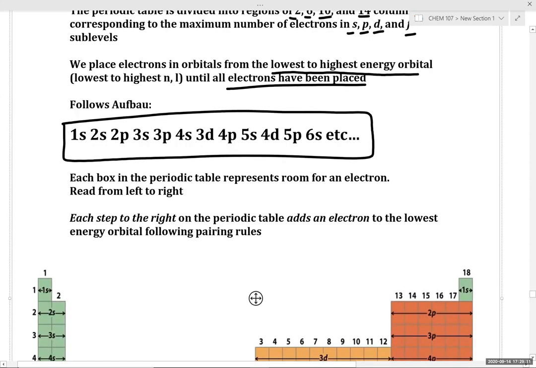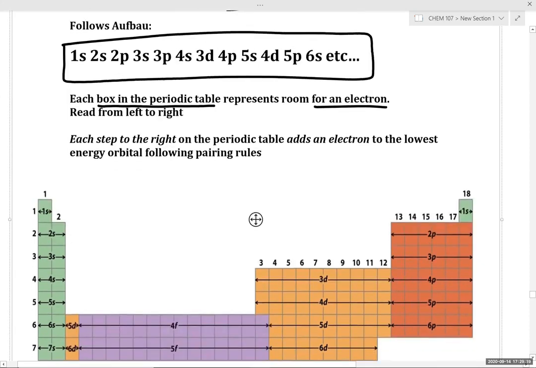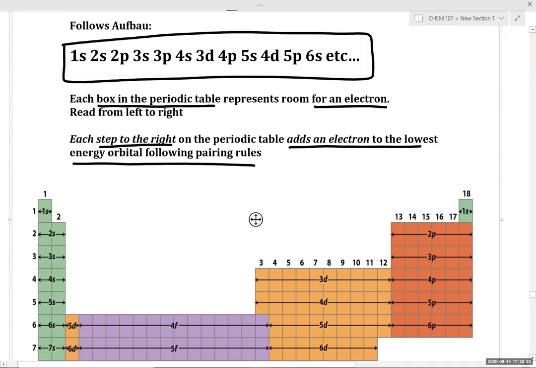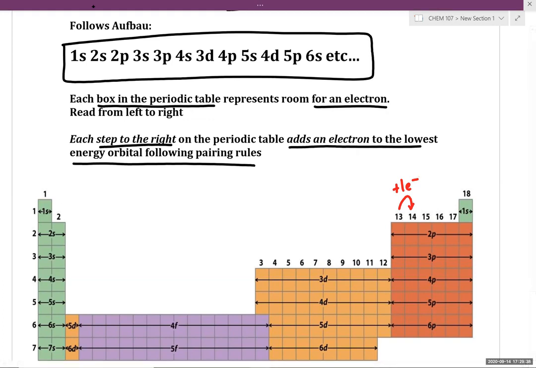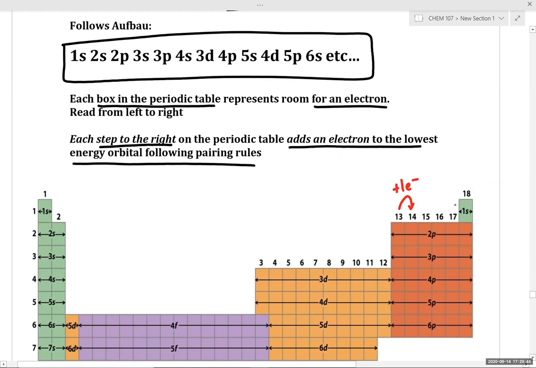And the nice thing about the periodic table is that each box represents room for a single electron. And each step to the right on the periodic table adds an electron to the lowest energy orbital. So for example, if we moved 1 step to the right on the periodic table, we'd add 1 electron. Further, and this is pretty cool, each of these sets of columns in the periodic table represents a unique block.